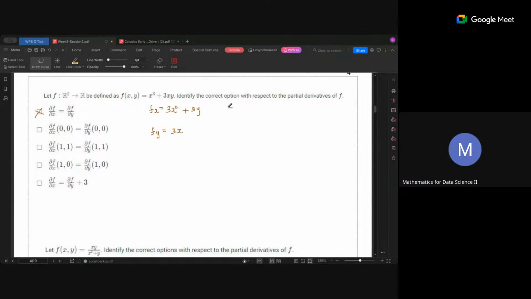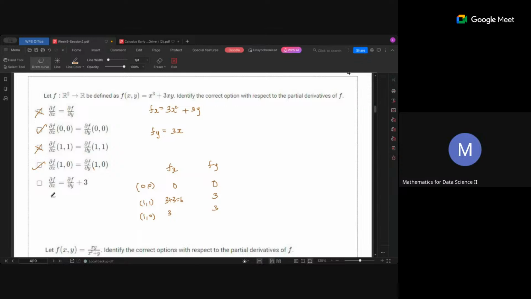So now what is the value of fx and fy at (0, 0)? fx is 0 and fy is 0. So they are coinciding. What about at (1, 1)? 6 and 3. So they are not coinciding. What about at (1, 0)? 3 and 0.